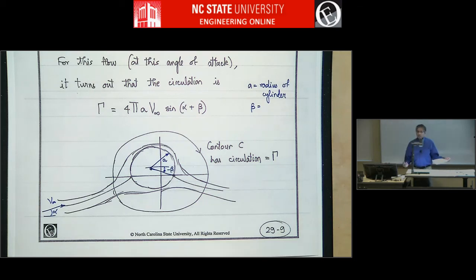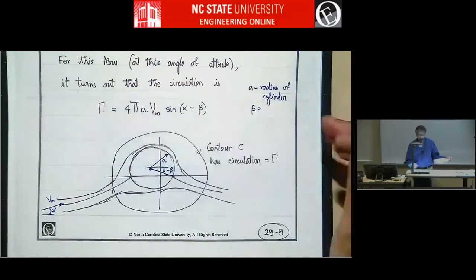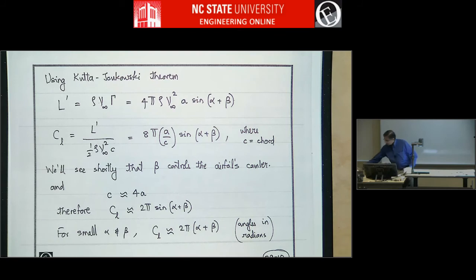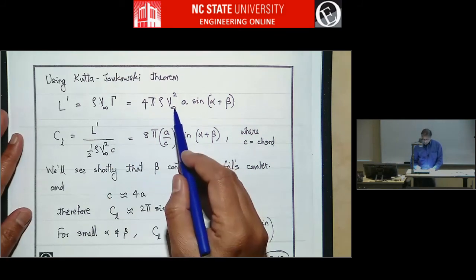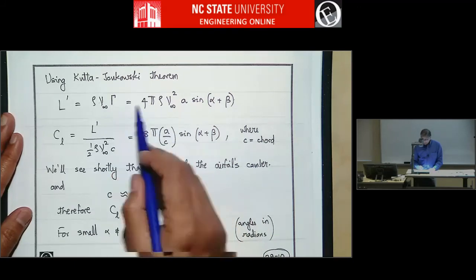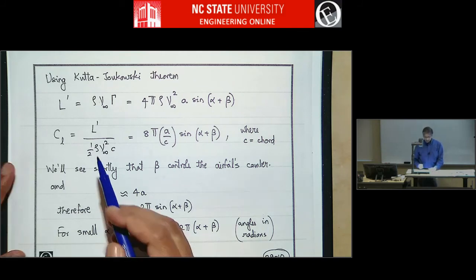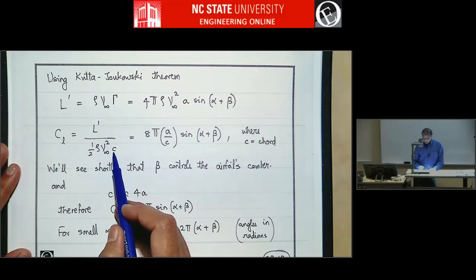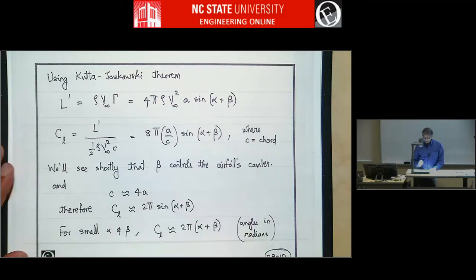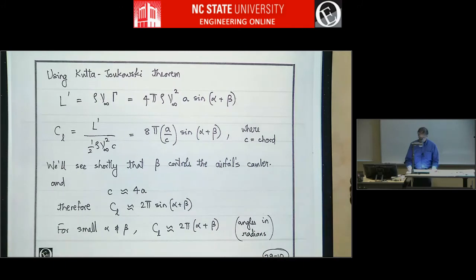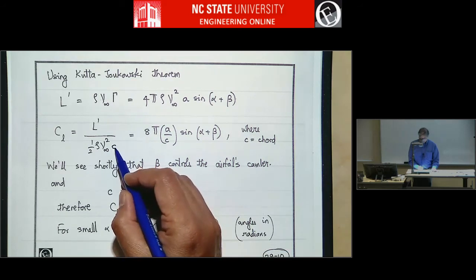And you can now use the Kutta-Joukowski theorem, because if you know this, you can get the lift. So lift per unit span is rho v infinity gamma. That is rho v infinity times gamma from the previous page, and that turns out to be this. And now you can get the lift coefficient, which is L prime over half rho v infinity squared c. So you divide this by this denominator, and you now get 8 pi a over c sine of alpha plus beta, where c is the chord. Because you have the denominator here, right?